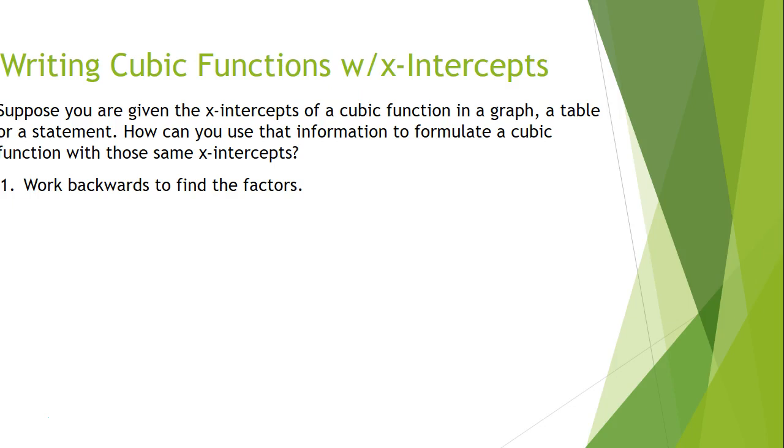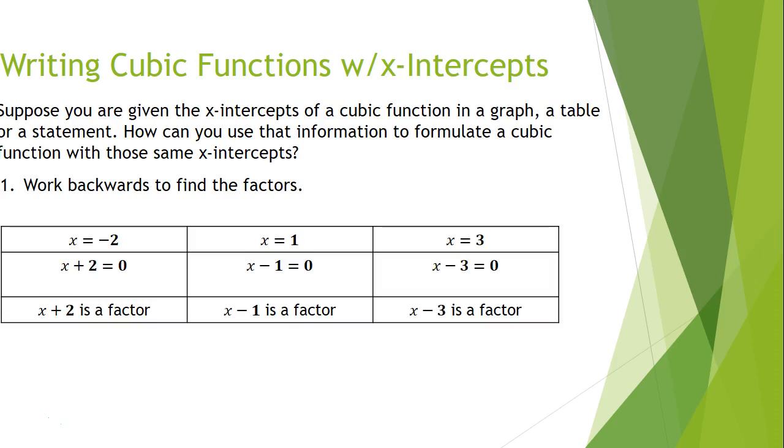So we're going to give you x-intercepts, and we're going to work backwards to find the factors. In this case, we gave 3 x-intercepts, one at -2, another at 1, and the third at 3. Let's take the x-intercept at x equal -2. We're going to add 2 to both sides of that equation, and that gives us the factor of x plus 1. We're going to do the same thing with the other x-intercepts.